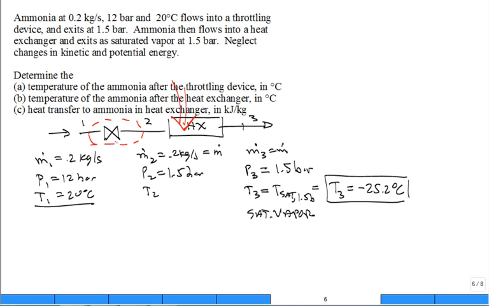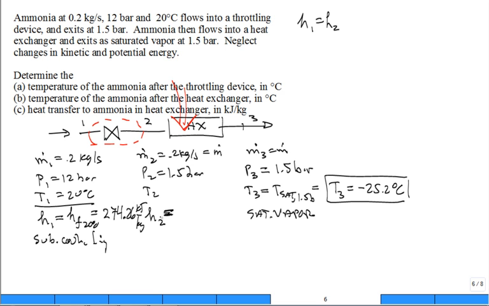So let's continue. Let's analyze the throttling device by itself. We know that H1 is equal to H2, isn't it? Through the throttling device, energy balance. We just did that. Is it isothermal, isentropic, isenthalpic, isochoric, isobaric? I can't remember the name of that word. But anyway, it's constant enthalpy, not entropy. All right. So now, how do I get H1? Well, it's subcooled liquid. There's no subcooled liquid table. I used the approximation that it's h_f at 20 degrees C, and we get that it's equal to 274.26 kilojoules per kilogram. How about H2? What is the enthalpy at state 2?